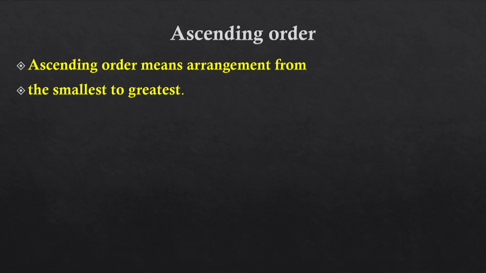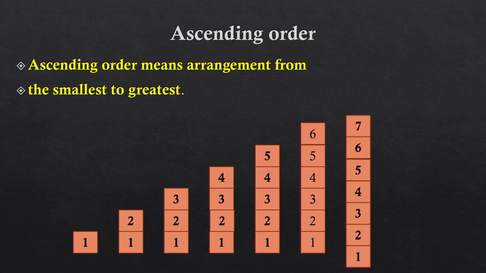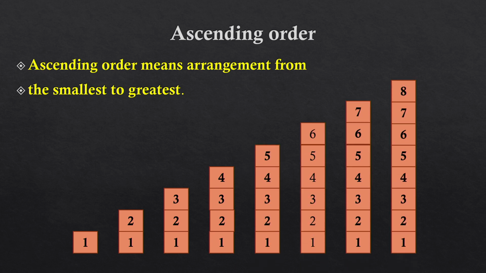Yes, see what is ascending order? Ascending order means arrangement of numbers from smallest to greatest. You can verify here. Just like a step you are climbing up, the numbers are increasing from smallest to greatest. You can see here it is increasing, it is in increasing order.